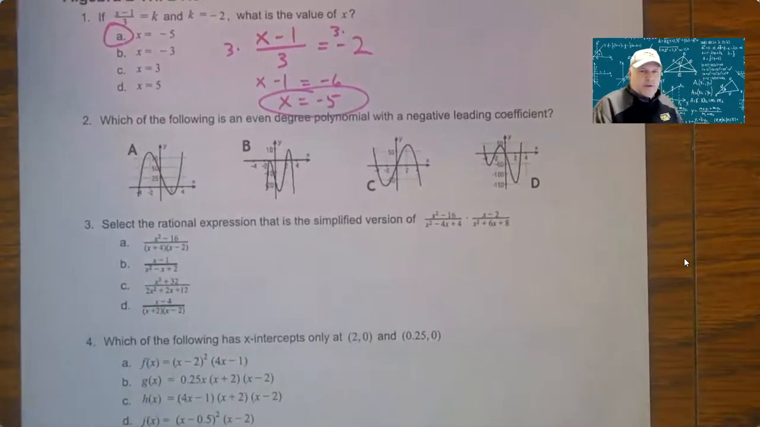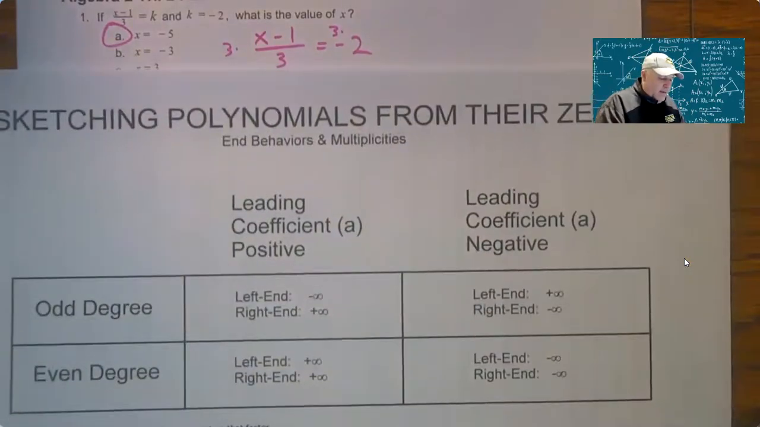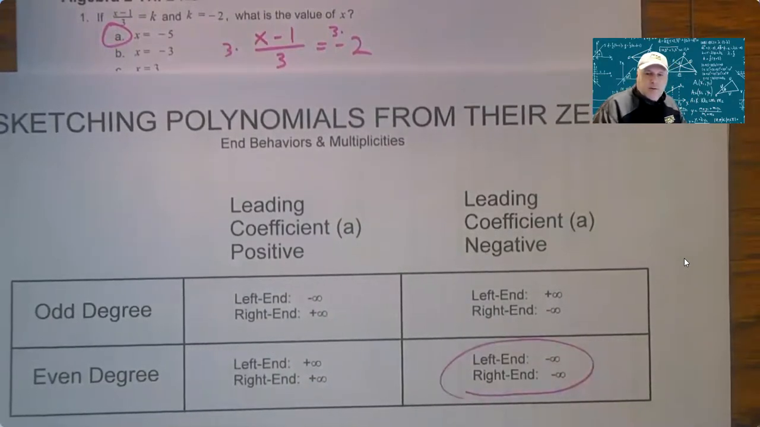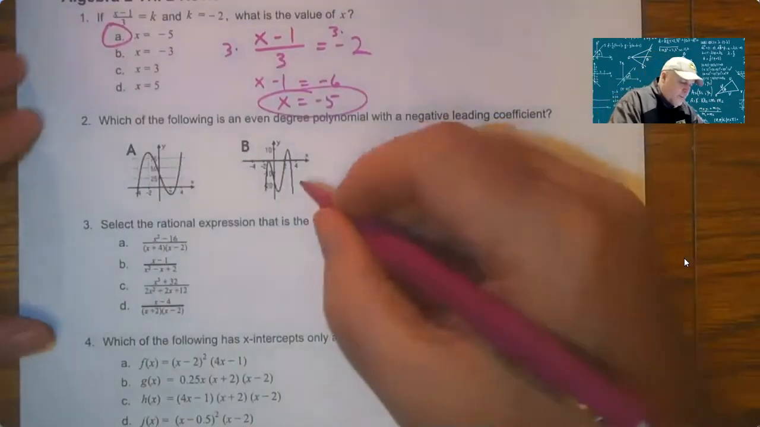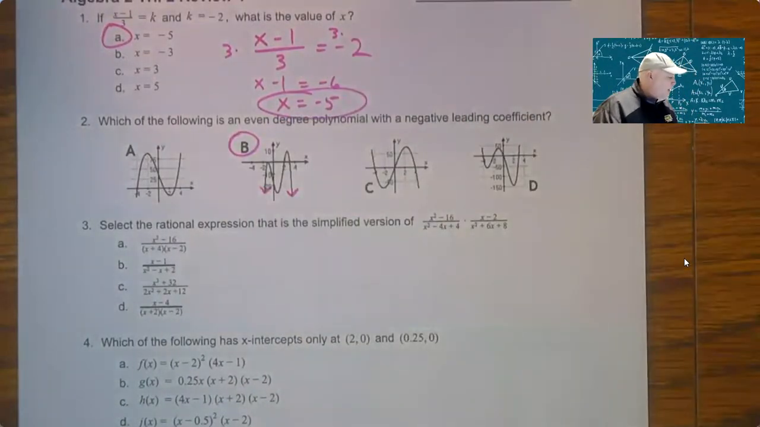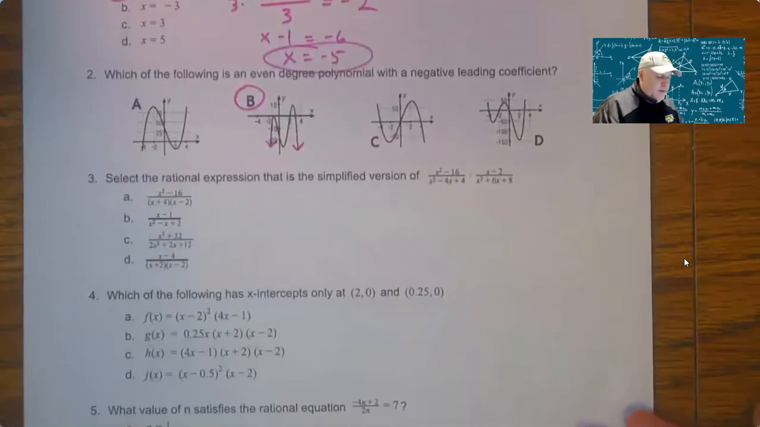Problem 2, which of the following is an even degree polynomial with a negative leading coefficient? So just take your handy packets of notes here. So this is what we're looking at right here. So negative infinity left end, negative infinity right end. So that is B.